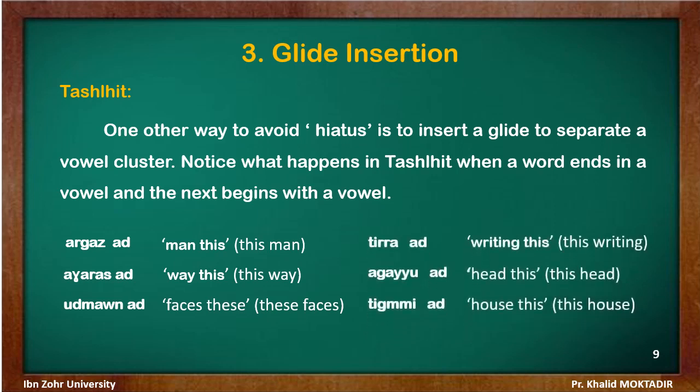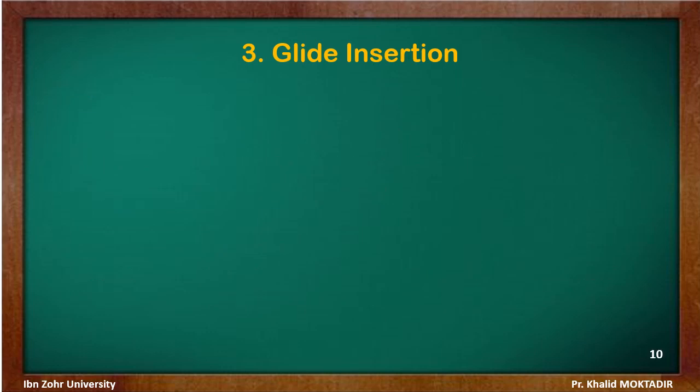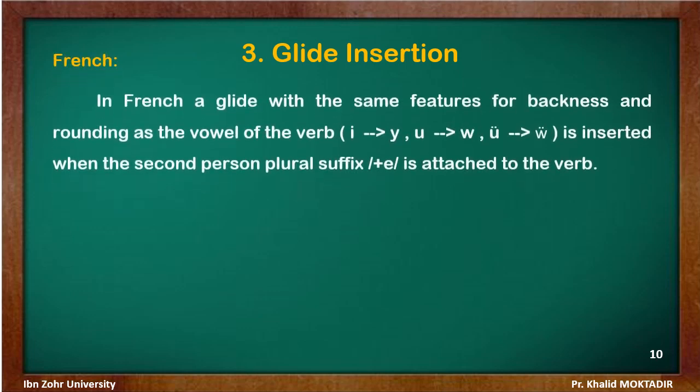Tira ad, agayu ad, tigmi ad. Now the native speaker proceeds to the insertion of a glide to separate the two vowels, and so these are pronounced tirayed, agayuyed, tigmiyed. A further example on this case is from French, where we have three kinds of glides which are inserted depending on the nature of the vowels that precede the glide.